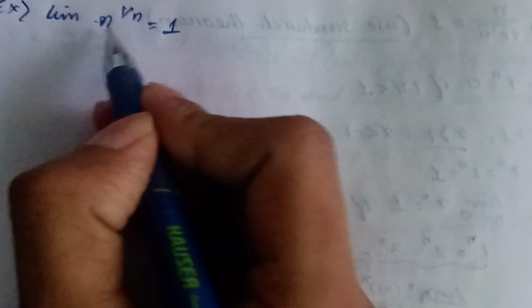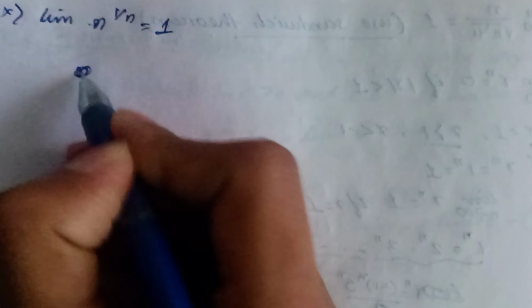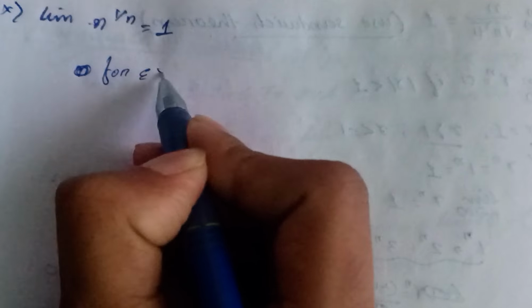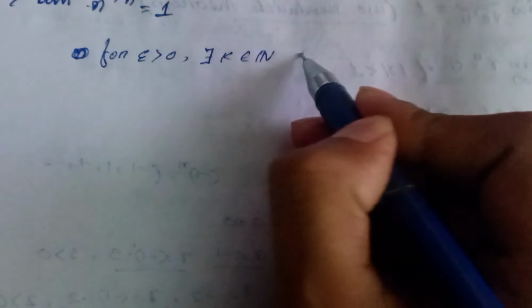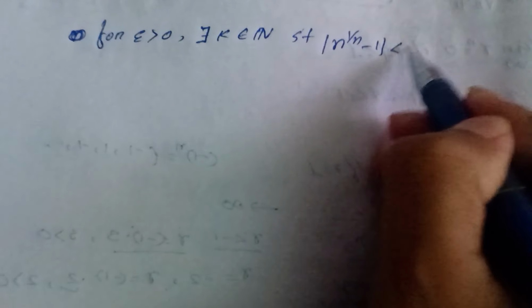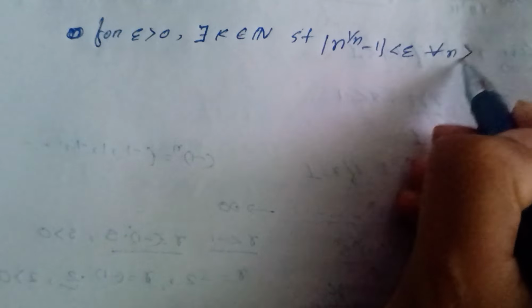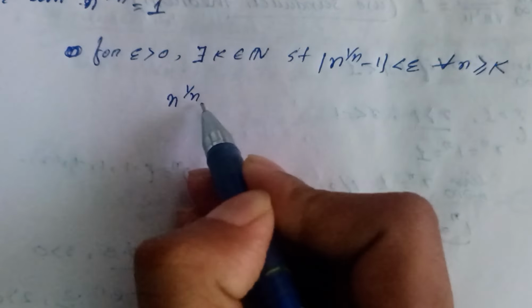So in this video we have to show the limit of n to the power 1 by n equals 1. So by definition, for epsilon greater than 0 there is a natural number k such that n to the power 1 by n minus 1 is less than epsilon for all n greater than or equal to k. So our main term is n to the power 1 by n minus 1.